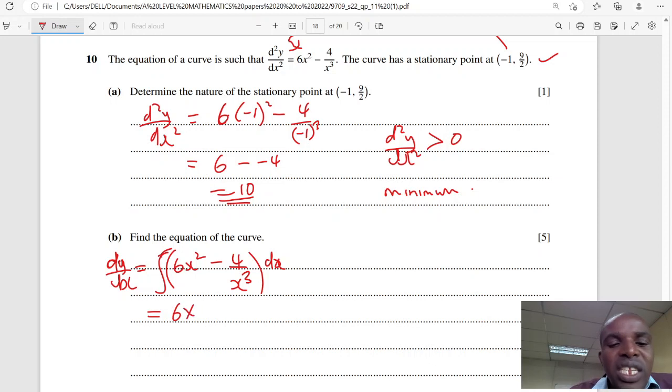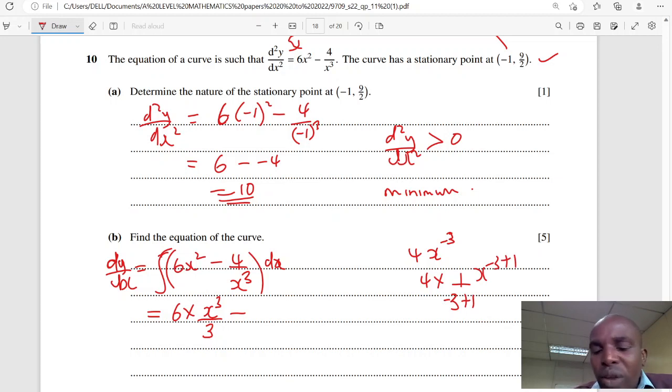So it will be 6 times x squared, it will be x cubed over 3, then minus. Then this part, you put it up. So it will be 4x to the power minus 3. Then integrate this part, it will be 4 times 1 over minus 3 plus 1, x to the power minus 3 plus 1, like this. So it will be minus 2. So it's the same as 4 over minus 2, x to the power minus 2, plus a constant of integration.